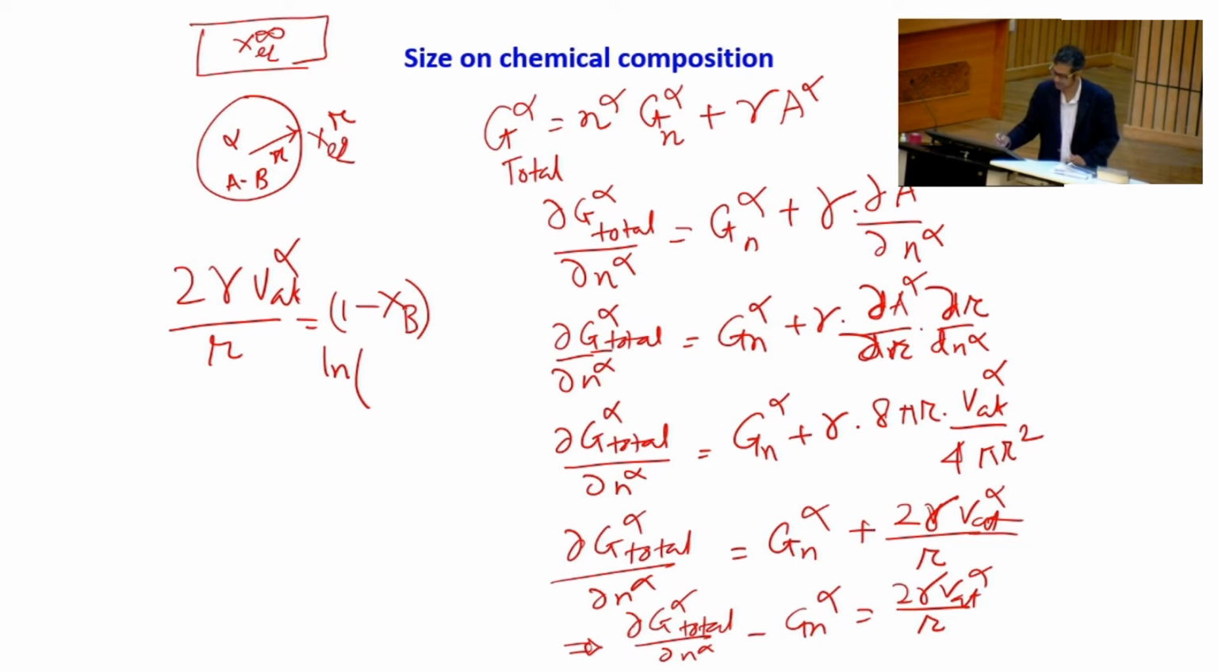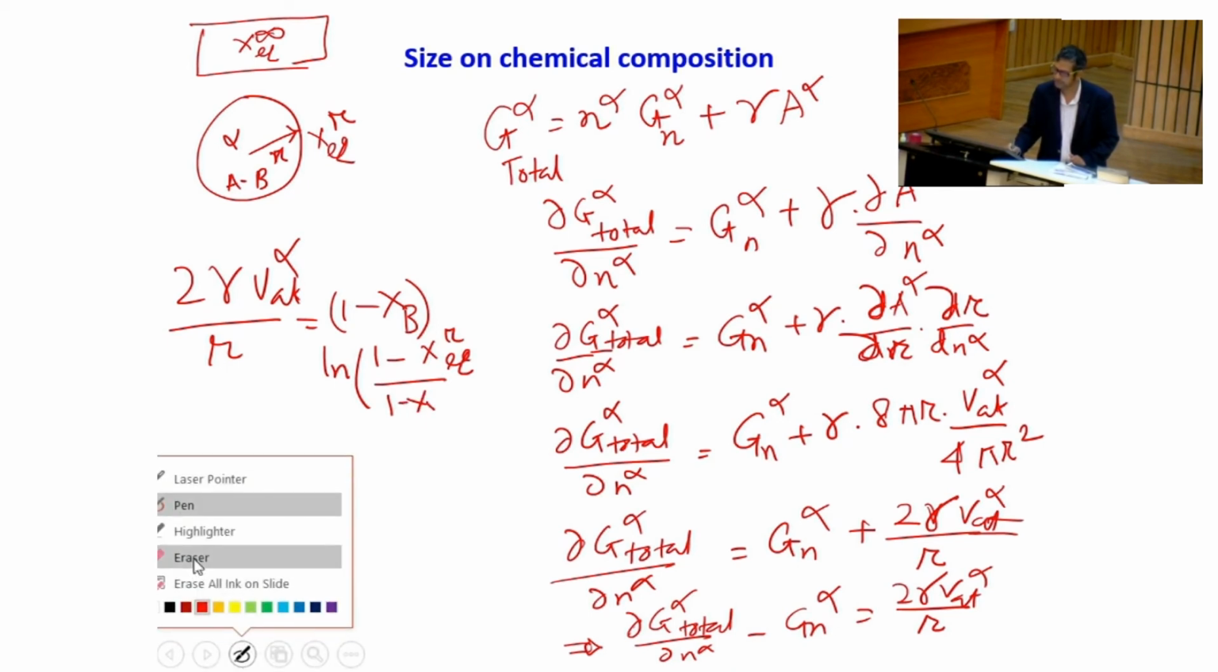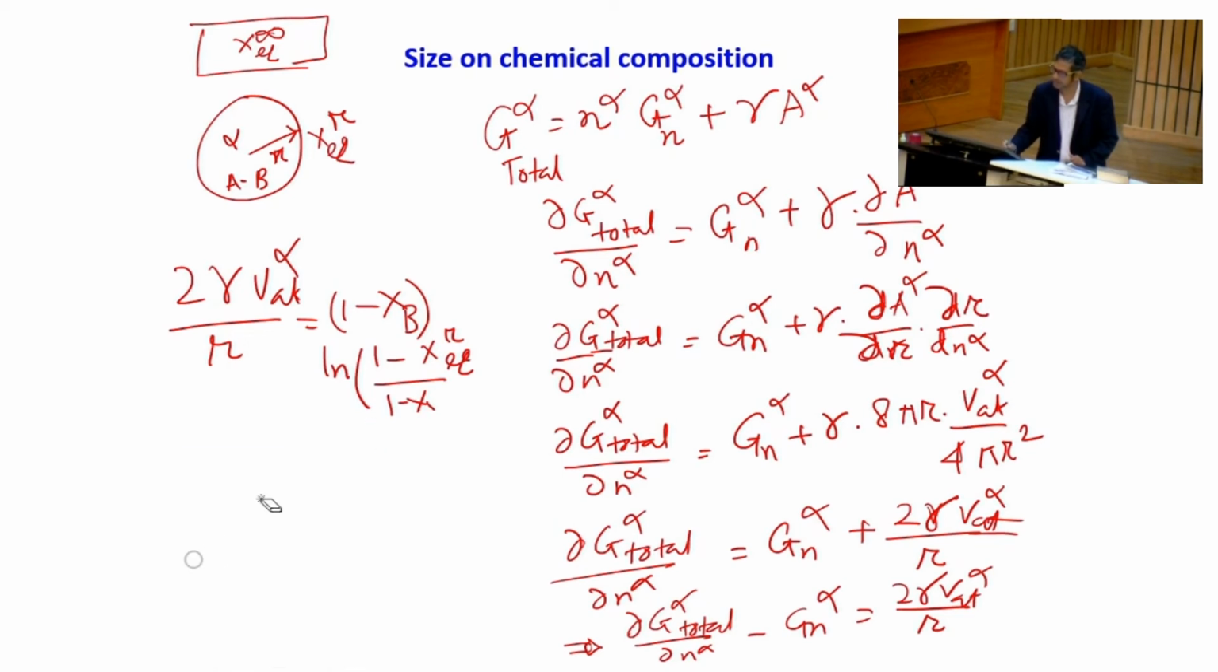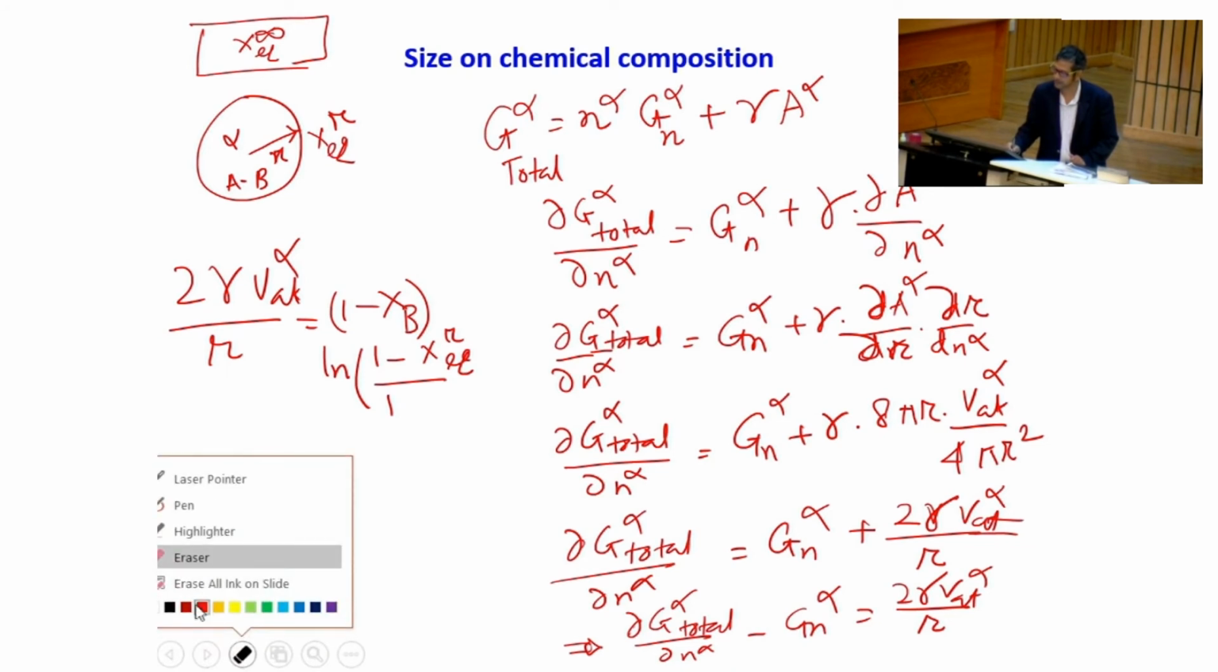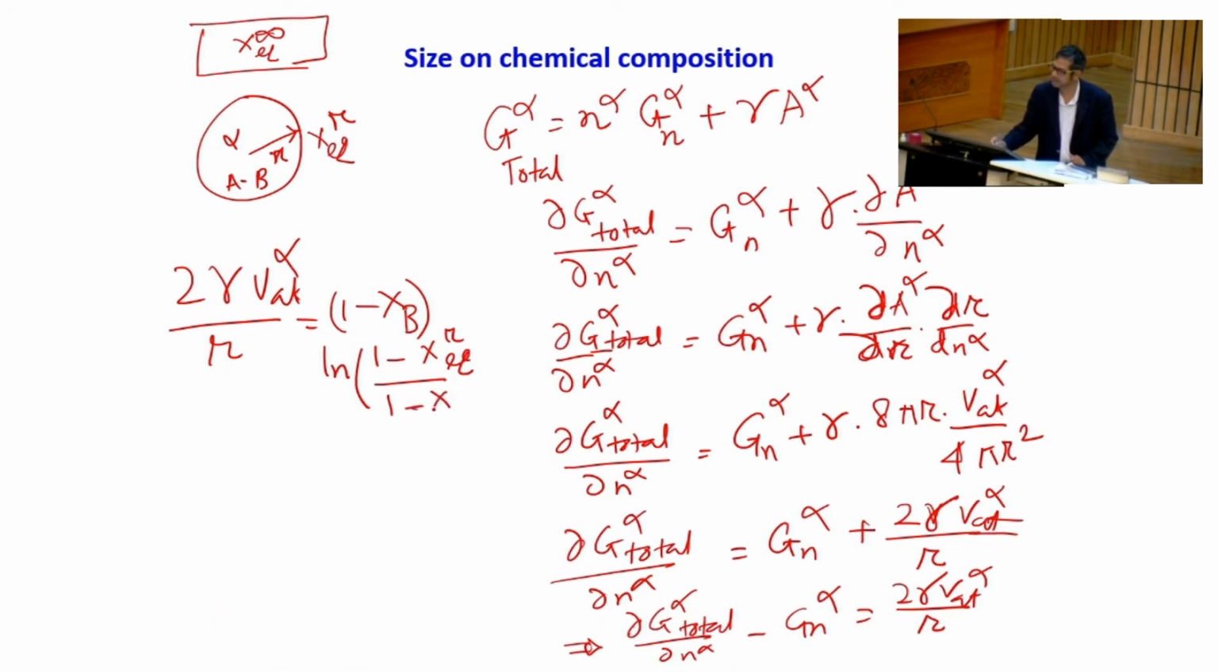So, 1 minus x equilibrium at r, 1 minus x equilibrium at infinity, plus x B log of x equilibrium at r divided by x.